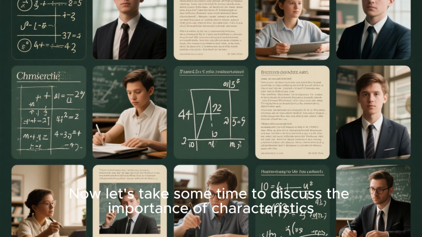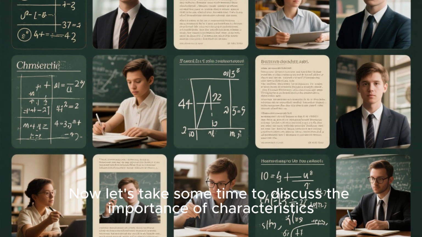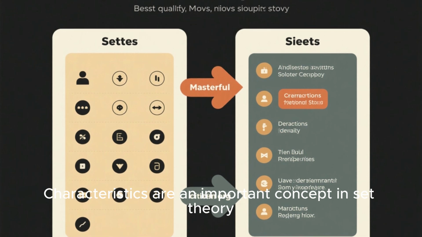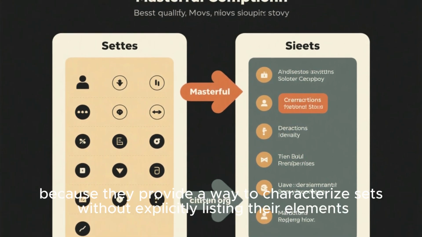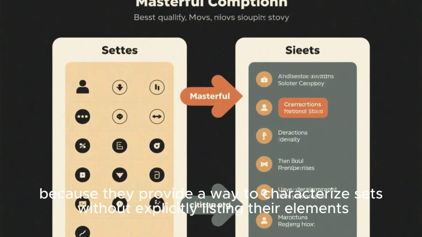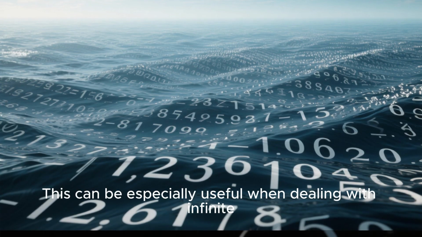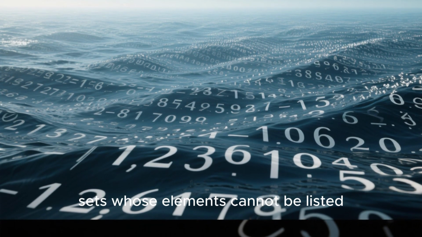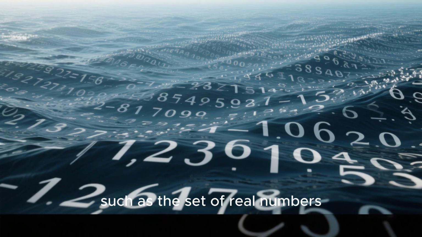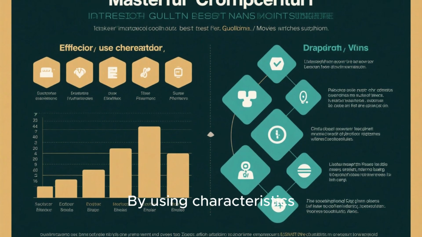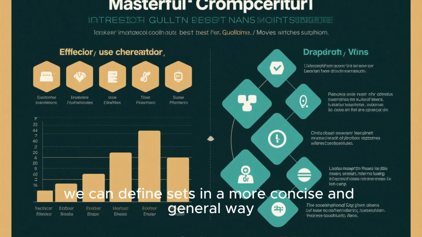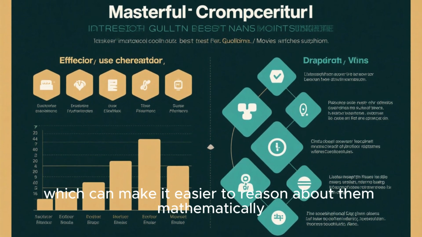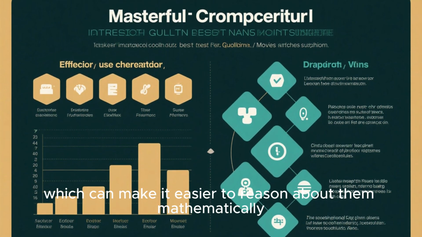Now let's take some time to discuss the importance of characteristics. Characteristics are an important concept in set theory because they provide a way to characterize sets without explicitly listing their elements. This can be especially useful when dealing with infinite sets whose elements cannot be listed, such as the set of real numbers. By using characteristics, we can define sets in a more concise and general way, which can make it easier to reason about them mathematically.